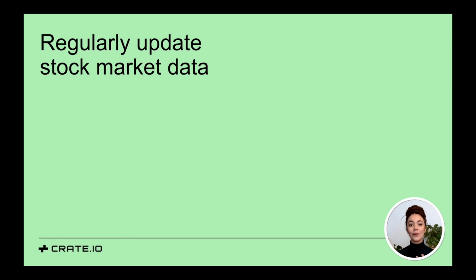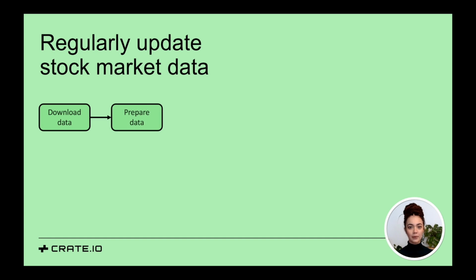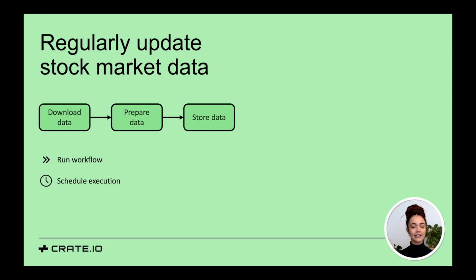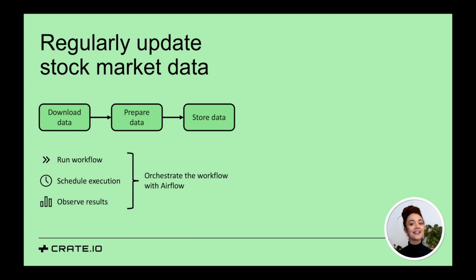So, let's have a quick overview of what we're going to do today. We have a goal to regularly update stock market data. And to achieve this goal, we can divide it into tasks, like download the data, then prepare this data, and finally store this data. We can organize these tasks in a workflow, and we want to schedule runs for this workflow, let's say every day or once a week or every 2 hours. And we also want to observe the results from this workflow execution. So in other words, we want to orchestrate the workflow, and Airflow is a tool for that.